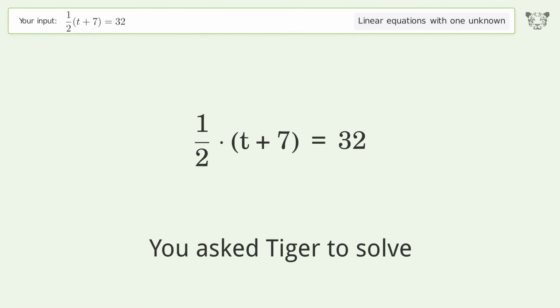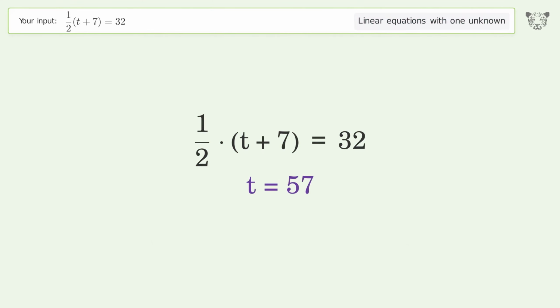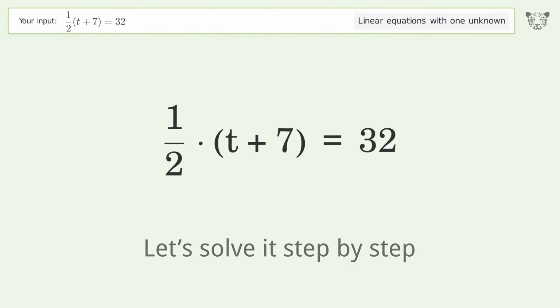You ask Tiger to solve. This deals with linear equations with one unknown. The final result is t equals 57. Let's solve it step by step.